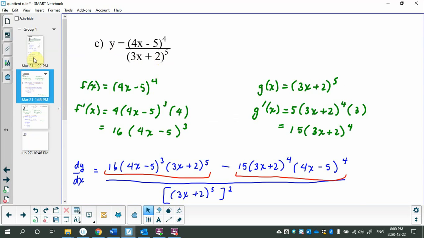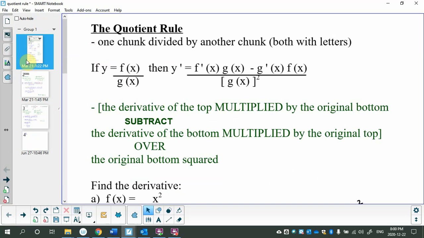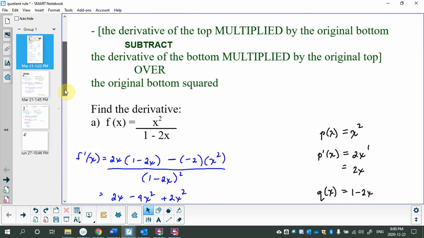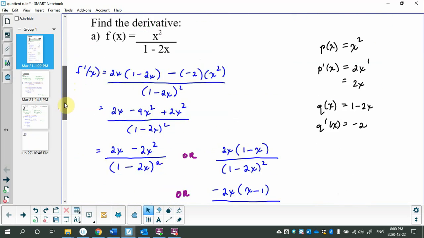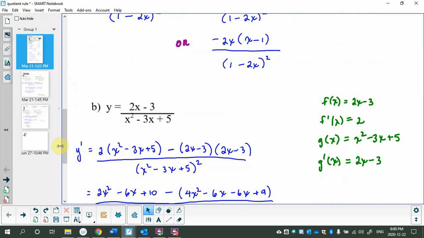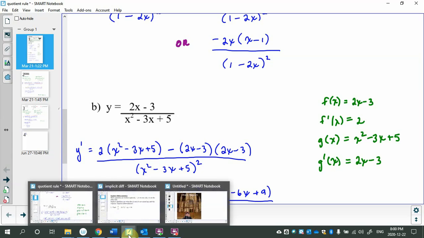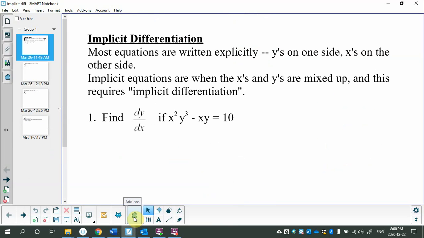Y equals blah, blah, blah. Here's another example. F of x, which is y, equals blah, blah, blah. Same deal with everything. So if I change the letters, but still leave one letter, big yawn, one letter on one side of the equal sign by itself, that's considered explicit, which means you're doing explicit differentiation.